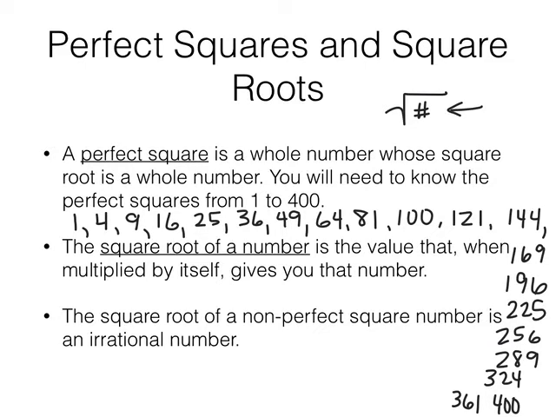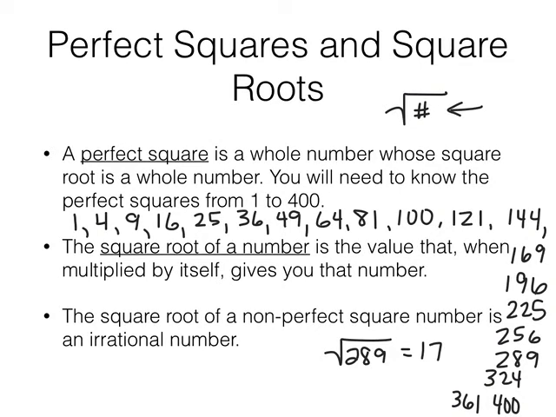And there's all your perfect squares from 1 to 400. Okay, so as we define the square root of a number, that's what we were talking about up here. It's the value that, when multiplied by itself, gives you that number. So the square root of 289 is 17, and we'd write that like this: square root of 289 equals 17.